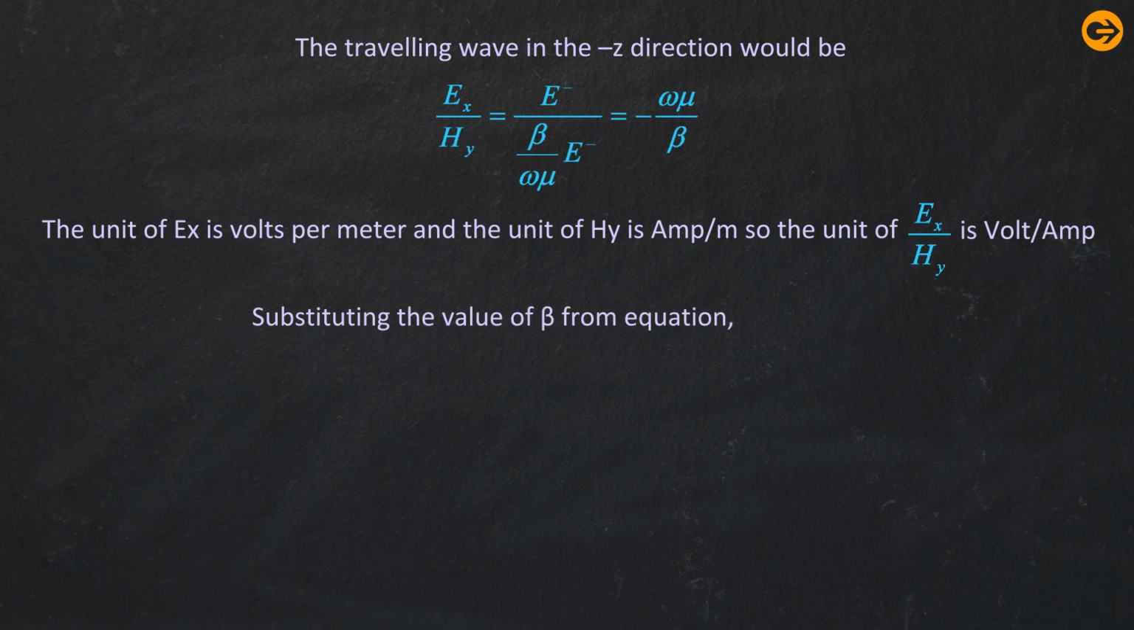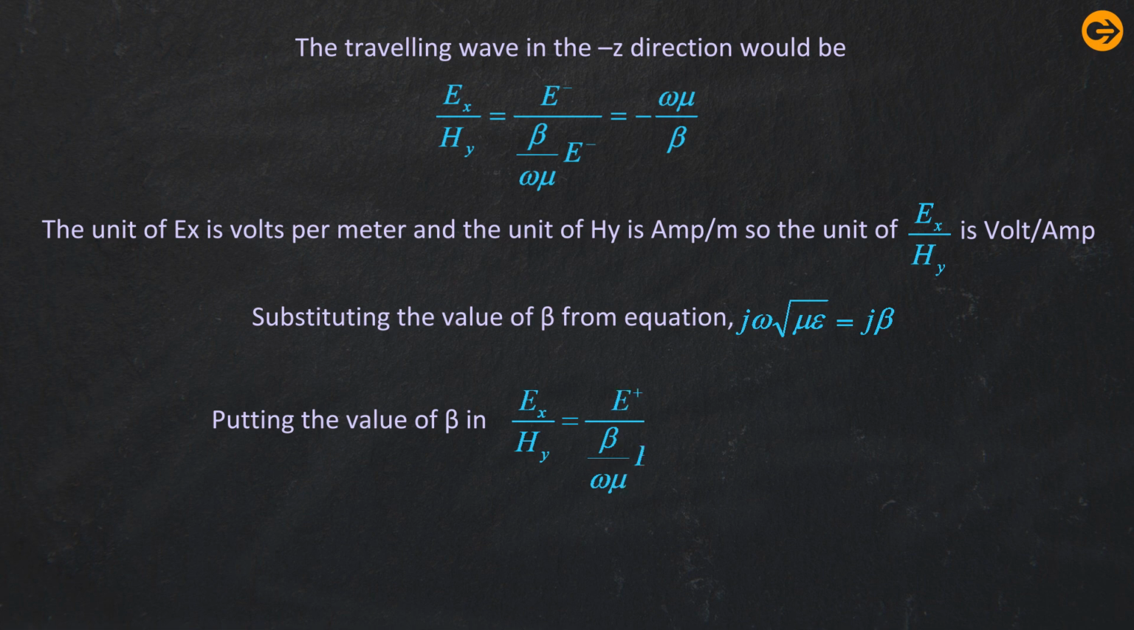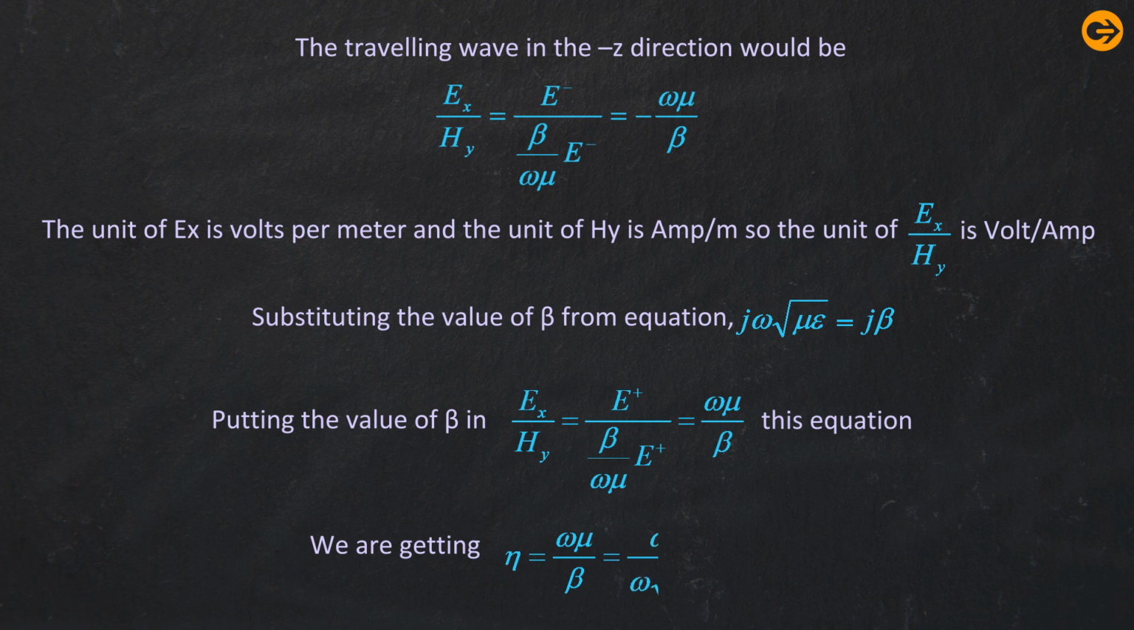Substituting the value of beta, j omega root over mu epsilon is equal to j beta. Putting the value of beta in Ex by Hy, which is E plus by beta by omega mu E plus, equal to omega mu by beta. We are getting eta is equal to omega mu by beta, which is equal to omega mu by omega root over mu epsilon, which is equal to root over mu by epsilon. The eta is the intrinsic impedance. It is the property of the medium. It serves the same role as the characteristic impedance in transmission lines.